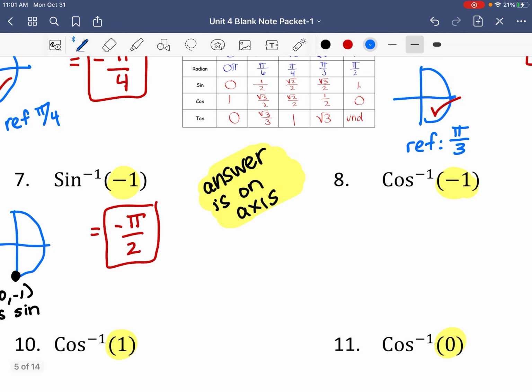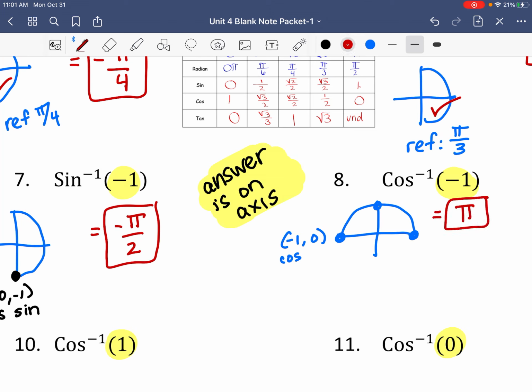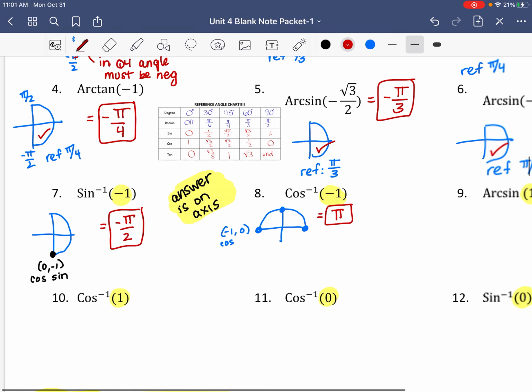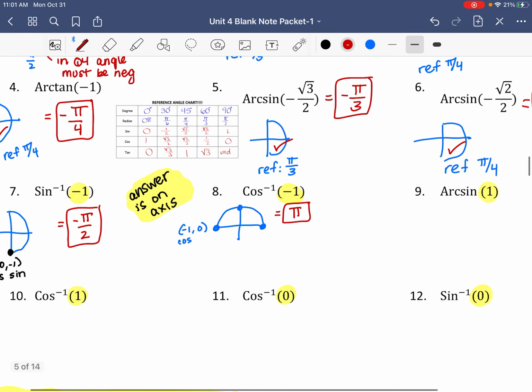Let's try number 8. Okay, inverse cosine. It's a special case, so it's going to be one of these 3 spots on the axis. I want to know, where's the x-coordinate negative 1? It's right here. The x-coordinate is negative 1 over there. The angle that's over there is pi. So pi is my answer. Our answer is always an angle. Okay, number 9.